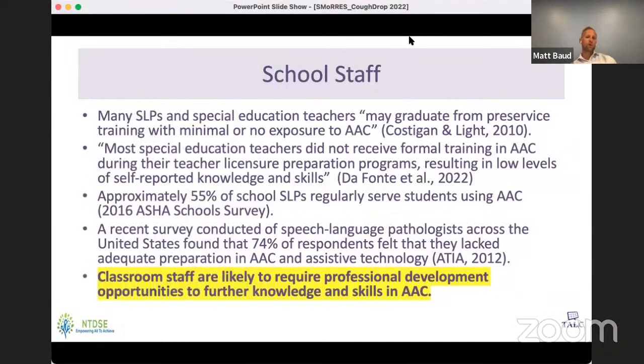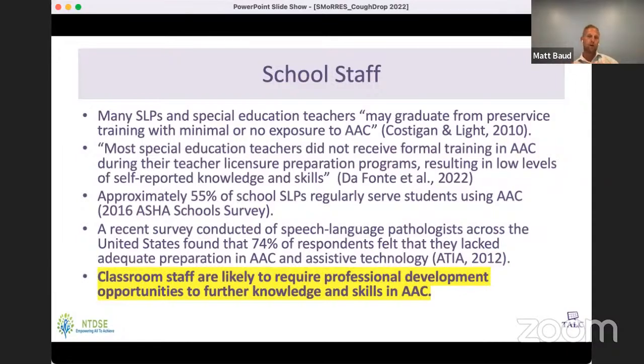And when we look at school staff, there's 30-plus hours we said that our school staff interact with students who use AAC. But just some of those key partners, the speech paths, the special education teachers, may graduate from pre-service training with minimal to no exposure to AAC. I know in terms of the speech and language programs out there, AAC is not mandatory. They do not have to take a class specifically on it. Usually it's rolled into other classes.